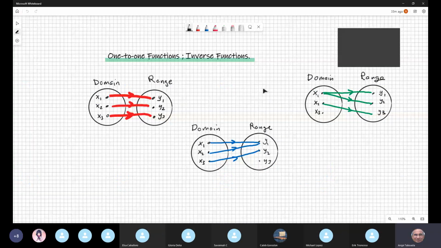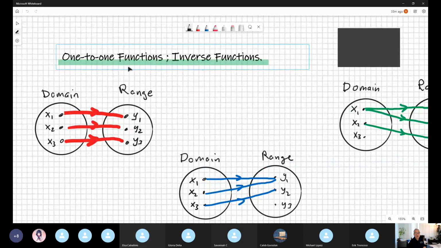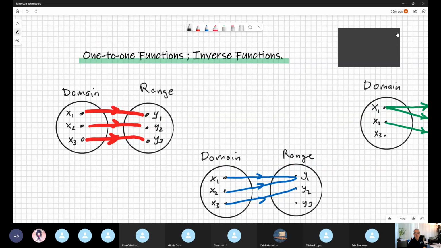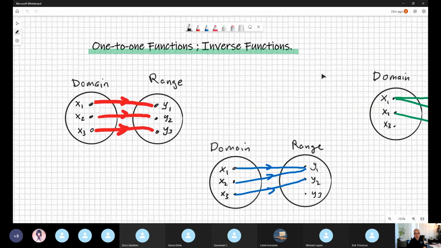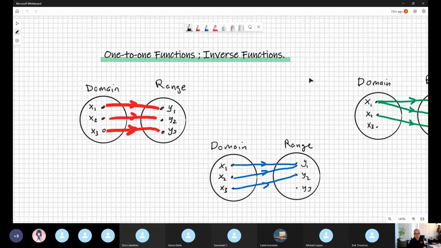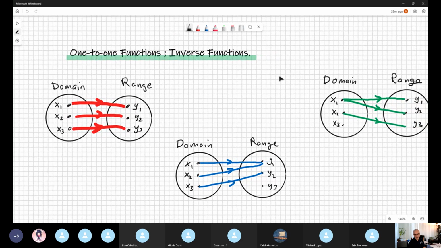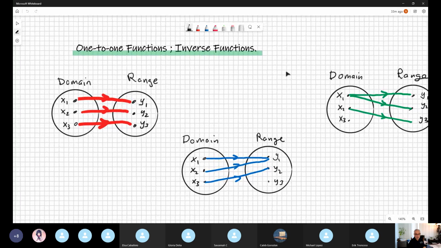The topic today is one-to-one functions and inverse functions. One-to-one we saw before; inverse is new, totally new. But they are connected, no? So now I want to recall the one-to-one function and the inverse function. Now we study, and let's see two or three examples of this.